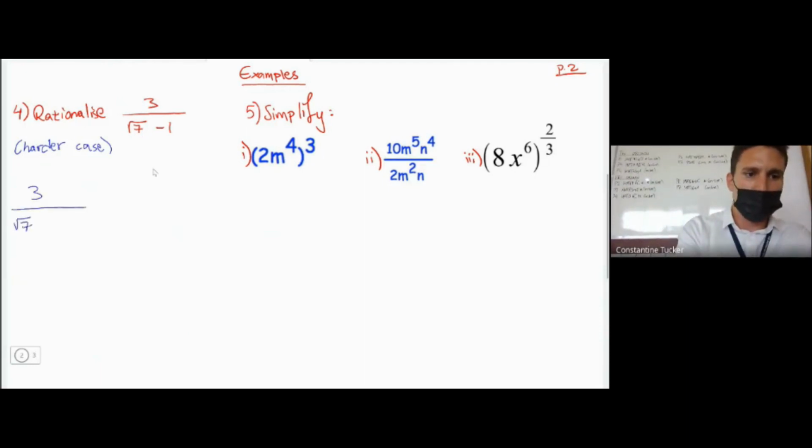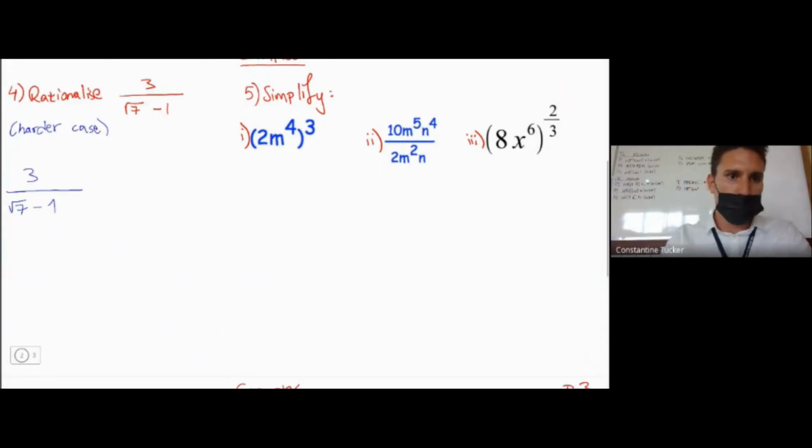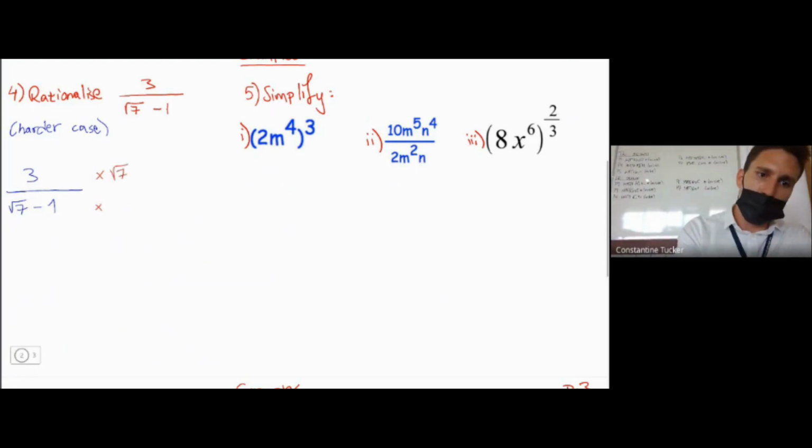So this is 3 over root 7 minus 1. How do we rationalize this? So the trick here is to multiply by something called the conjugate, which is basically the same thing we have in the denominator, but with a different sign. So instead of root 7 minus 1, we have root 7 plus 1. So this is the conjugate. We've got a special name for it, conjugate.